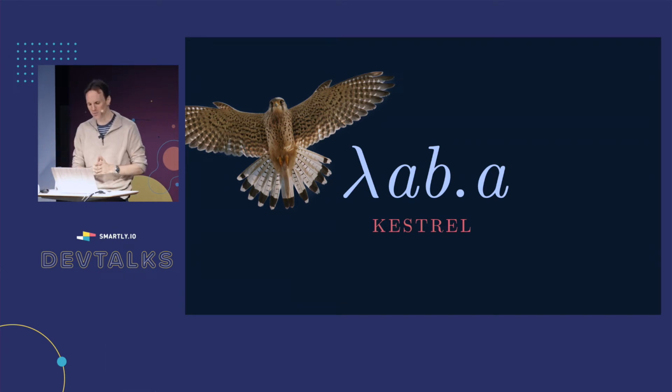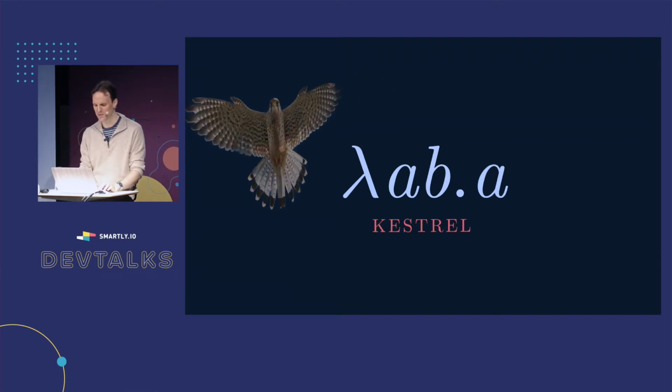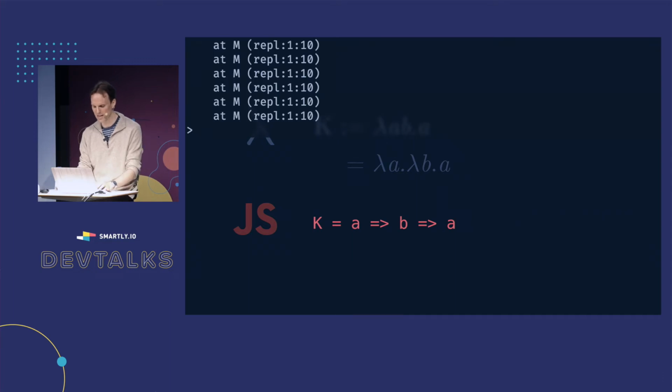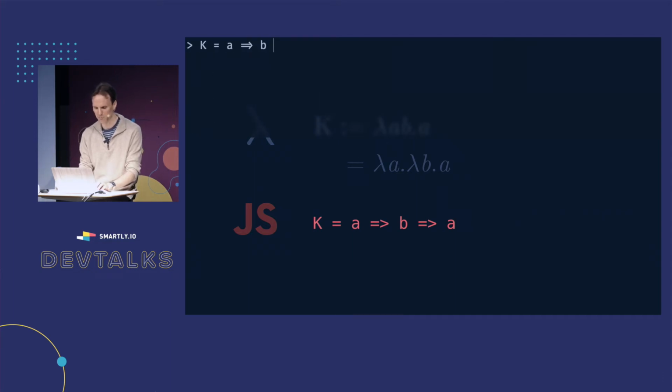The Kestrel, this is one of my favorite combinators. How does it work? It takes an A and a B and it returns A. So it takes two things and returns the first one. Wait, I already did that. But I'll rewrite it. The K Combinator, let's try it out.